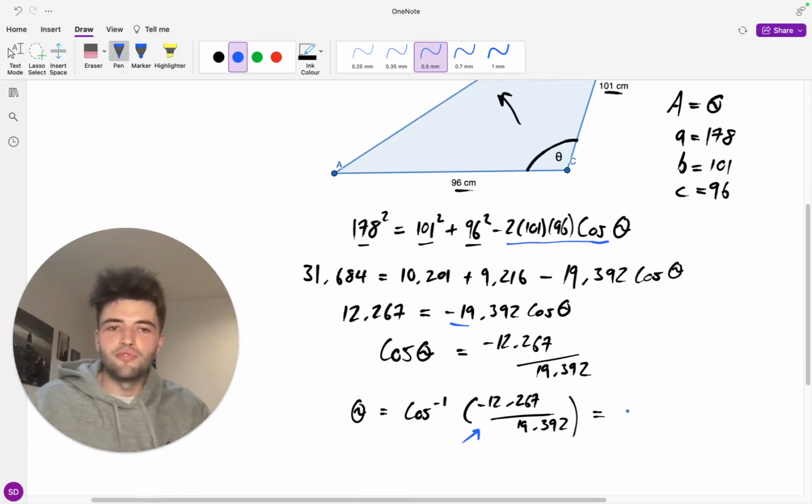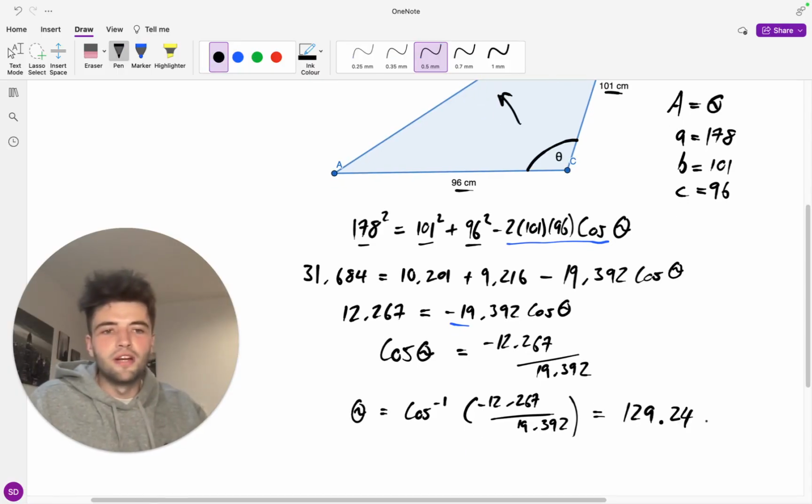But now we can actually find our answer here. And our answer is going to be 129.24, which rounded to the nearest degree is just going to be 129 degrees. And so that's going to be it for this question.